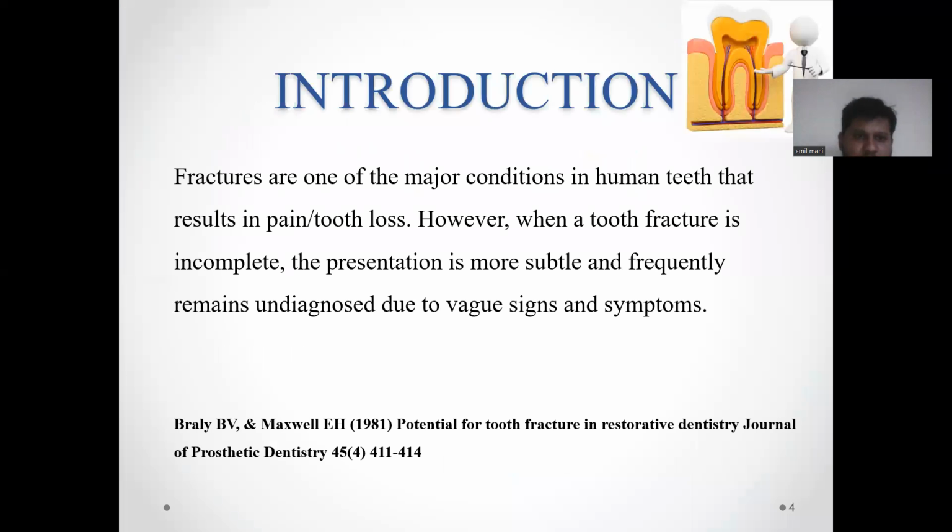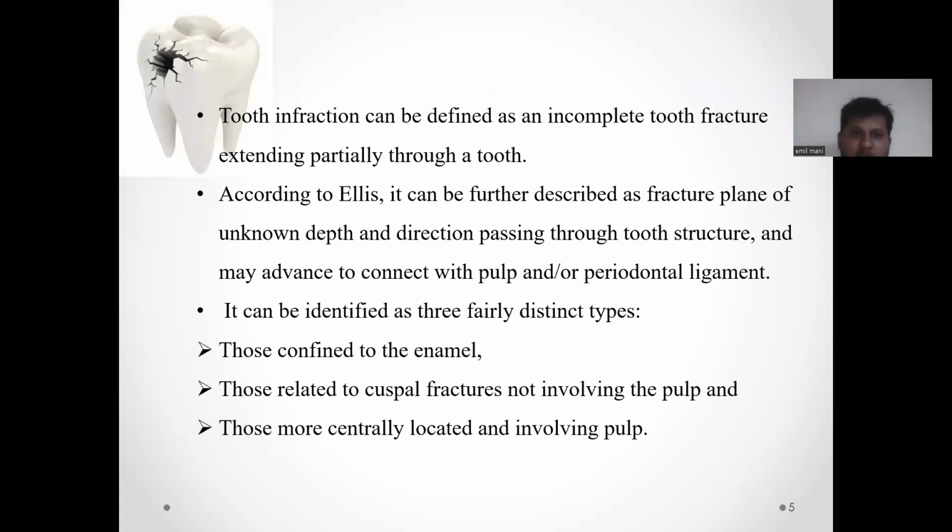Coming to the introduction, fractures are one of the major conditions in human teeth that results in pain or tooth loss. However, when a tooth fracture is incomplete, the presentation is more subtle and frequently remains undiagnosed due to its vague signs and symptoms. Tooth infection can be defined as incomplete tooth fracture extending partially through a tooth. According to Ellis, it can be classified as fracture plane of unknown depth and direction passing through the tooth structure and may advance to connect with the pulp or periodontal ligament.